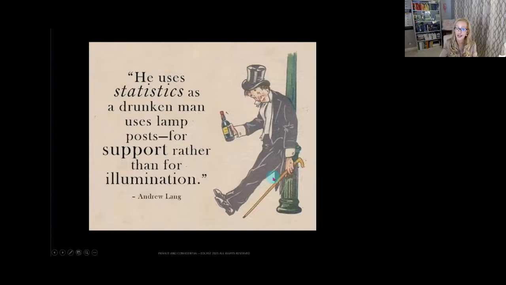And another quote that I love that I've used for years, this can get you out of a bind too. They actually don't know who first made this quote, but the most common attribution I've seen is by Andrew Lang. He uses statistics as a drunken man uses a lamppost for support rather than illumination. So that's what your impact blueprint is. It's illuminating the impact we're expecting to make.